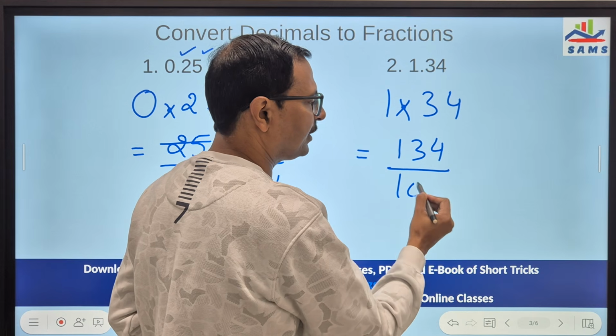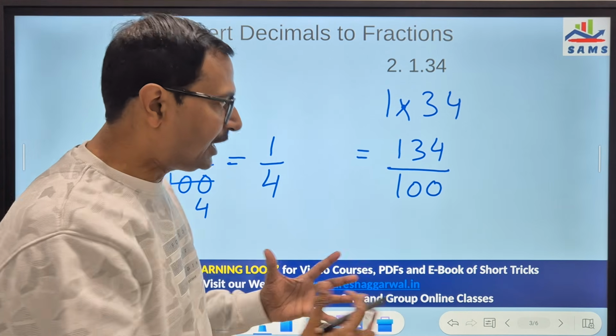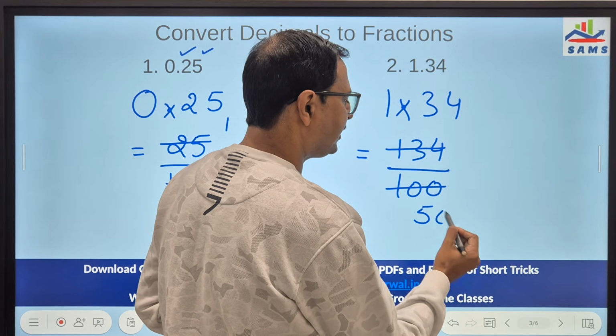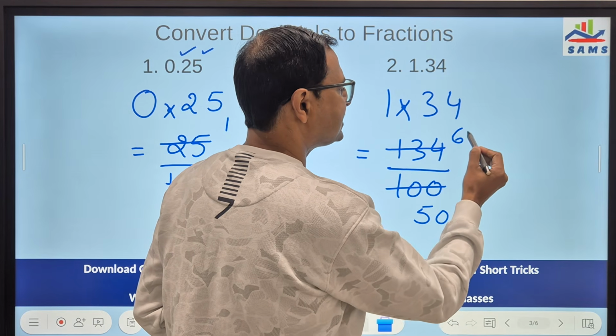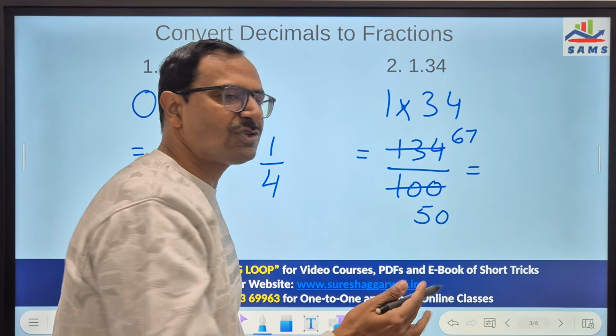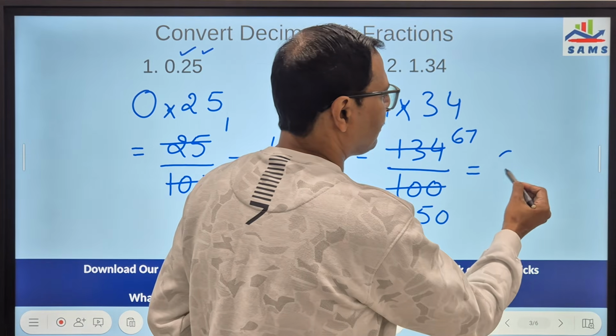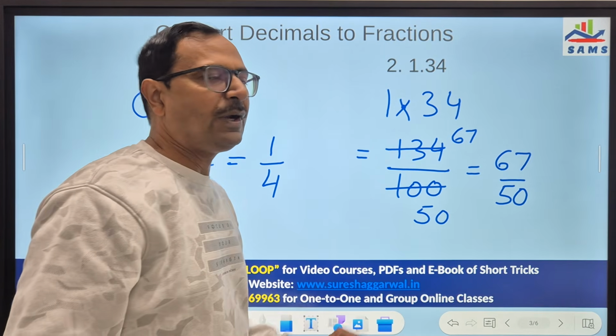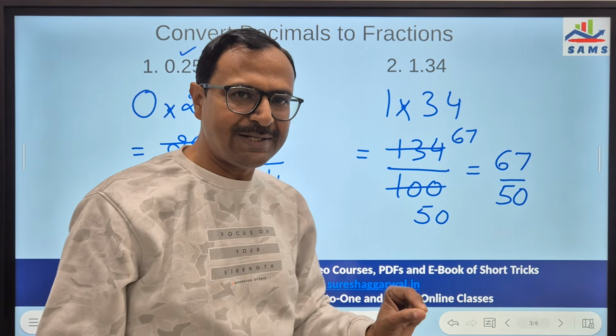2, so again 100 in the denominator. Bring it to the lowest form, cancel the common factor 2 between them, you have 50 and you have 67. Now 67 happens to be a prime number, so 67 upon 50 will be the fraction equivalent to 1.34, right?